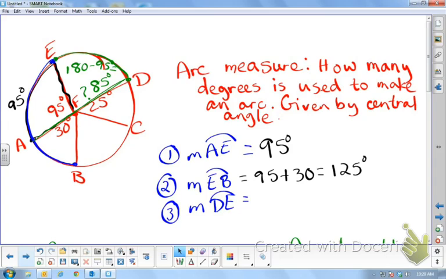What other degree measures do we know about circles? Besides a half circle, how many degrees are in a full circle? 360. So I could find BC now using 360 if that was asked about. So the measure of angle DE is 85 degrees. So that's arc measure. Arc length is still talking about an outside piece of a circle.